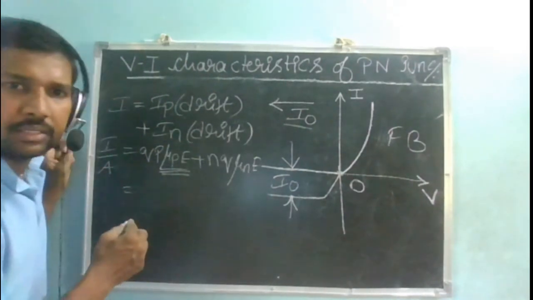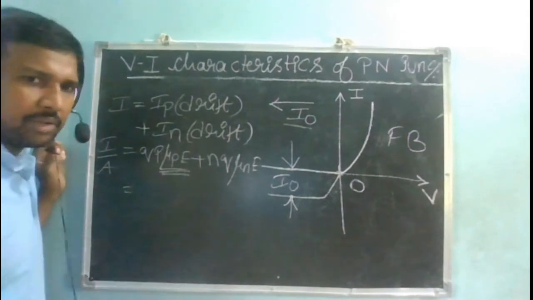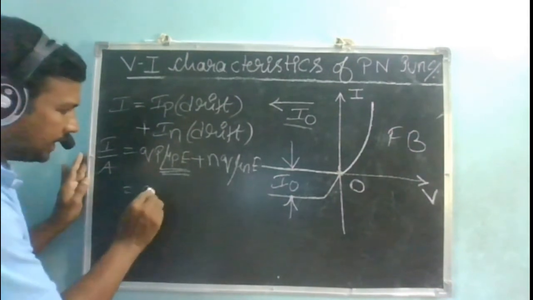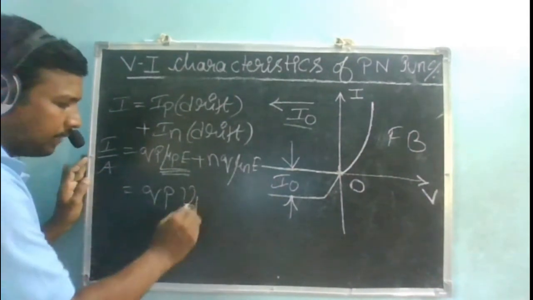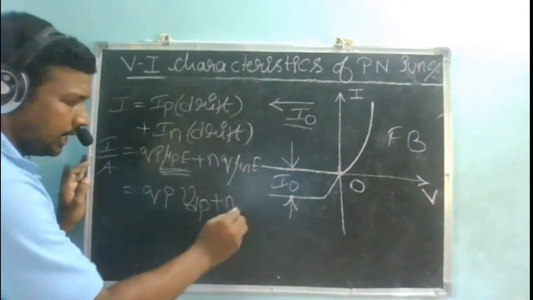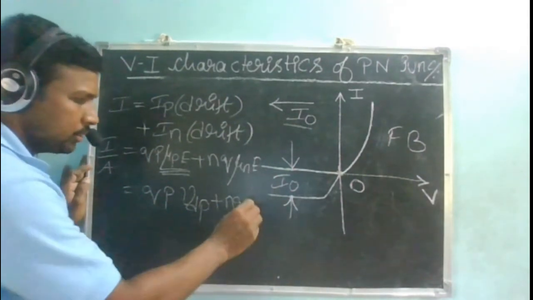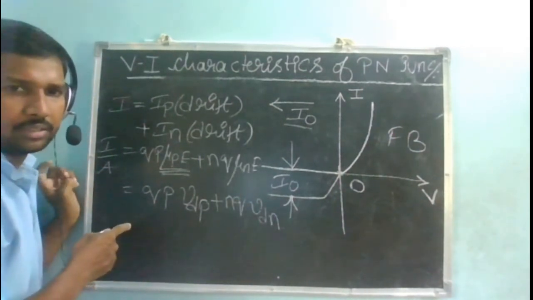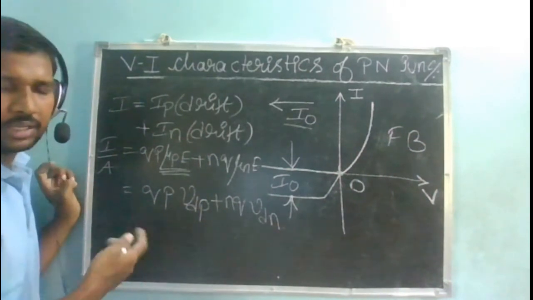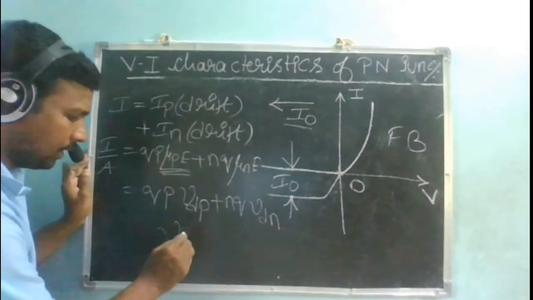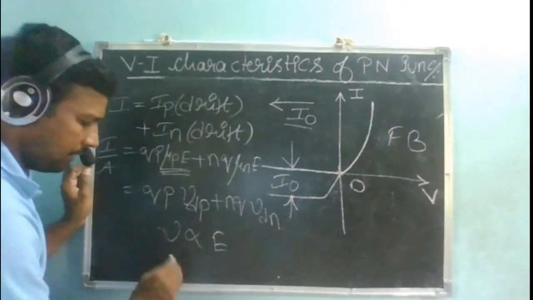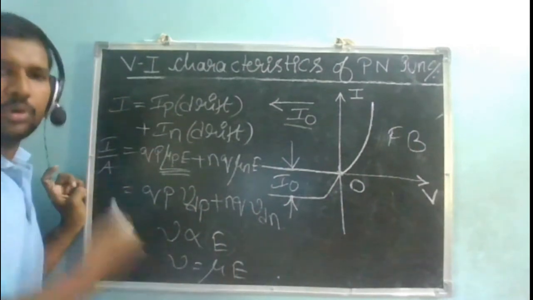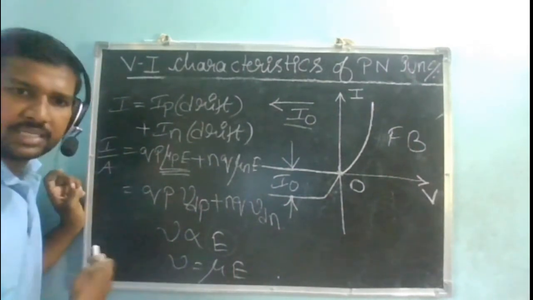Vd, drift velocity. What is Vd given by? V is equal to mu E. Yes or no? So I can write it as n q into drift velocity due to holes plus n q into drift velocity due to electrons. Have you remembered? We learned long back that initially my drift velocity is V proportional to E and V is equal to mu E. Initially it is linearly related, but the more the electric field, my velocity is going to get saturated.